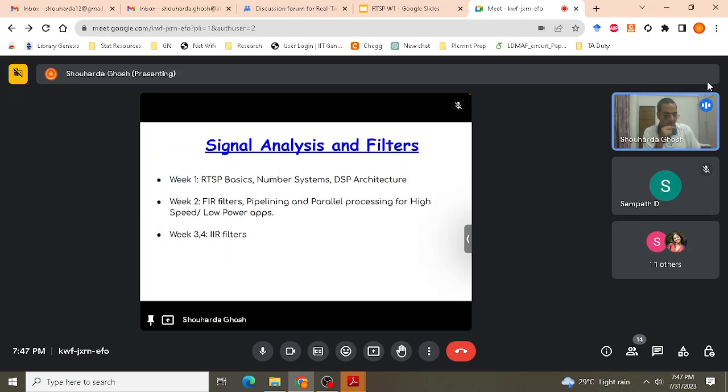So the first module is signal analysis and filters. In week 1, I think most of you have already seen these lectures. It talks about the basics of RTSP, as I talked about earlier, and then it talks about the number systems. What are the basic number systems? The floating point and the fixed point. When to use it, when not to use it. As you very well understand, the floating point system.